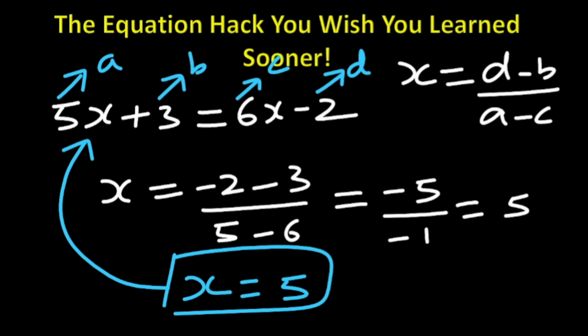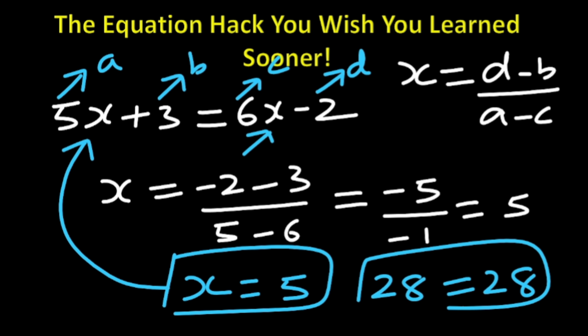So 5 times 5 is 25 plus 3 is 28 on the left side, and when you plug in 5 here in the place of x, 6 times 5 is 30. 30 minus 2 is also 28. So you can always check that the value satisfies the given equation. So the answer to this given question is now 5.